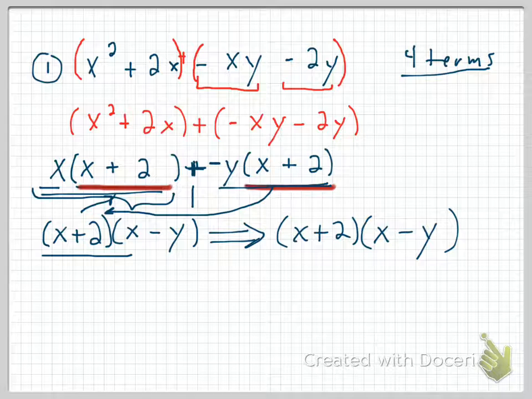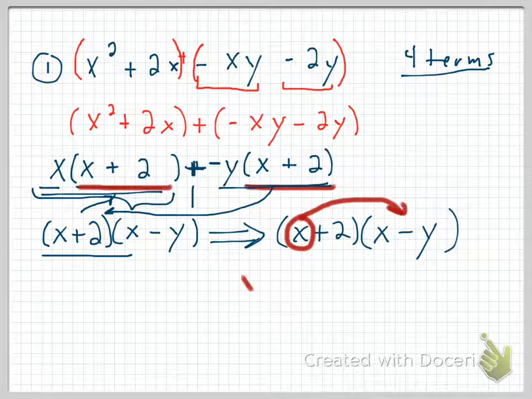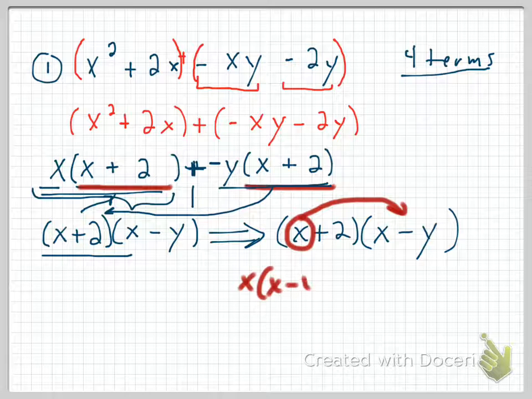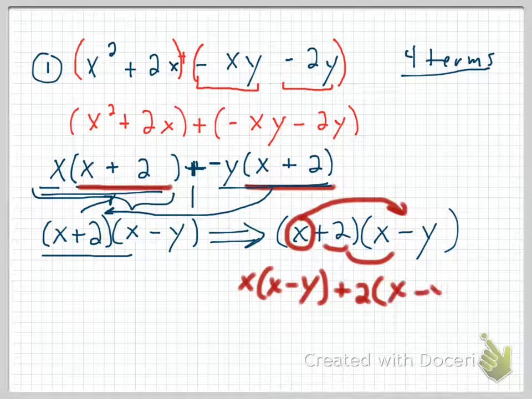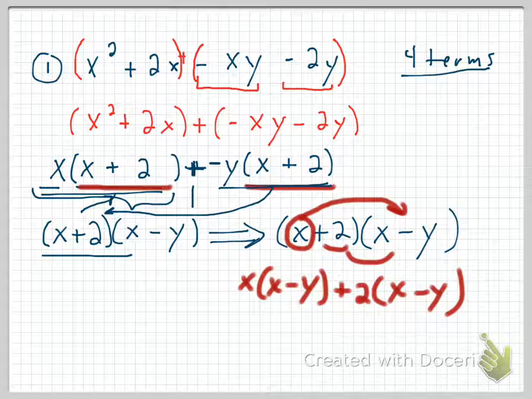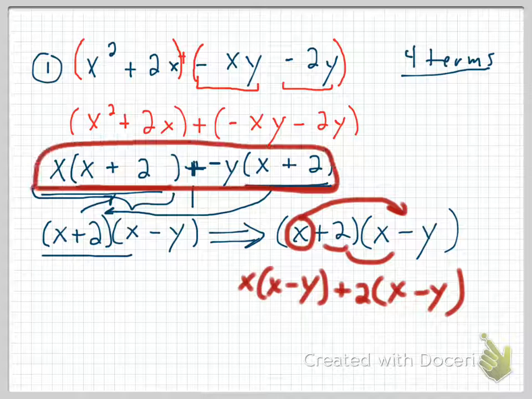And you could check this really quickly. It checks rather simply. If you were to distribute, what it says is take x times this, so that's x times x minus y, and 2 times this, so it'd be plus 2 times x minus y. Okay? And that is exactly what we have right here, x times x plus 2.